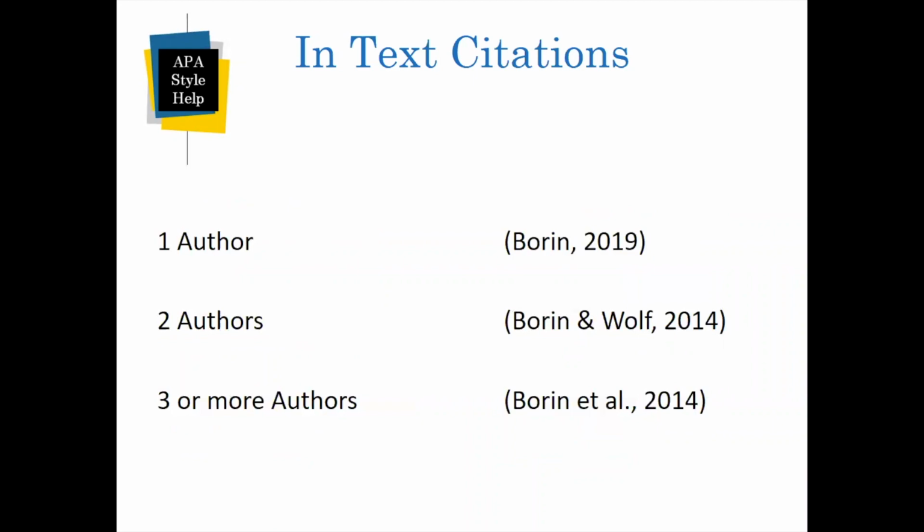Oftentimes you have more than one author. These are the rules that the APA 7th edition asserts. If you have one author, every single time you have that author's last name, comma, and the year of publication. If you have 2 authors, every single time you cite them, you include both authors with an ampersand in between. So Born & Wolf, 2014. And if you have 3 or more authors, every time, including the first time, you just put the first author followed by et al., with a period and a comma and the year of publication.